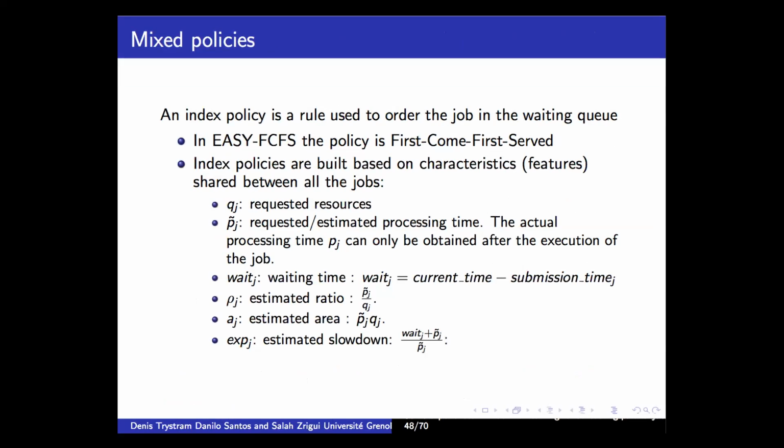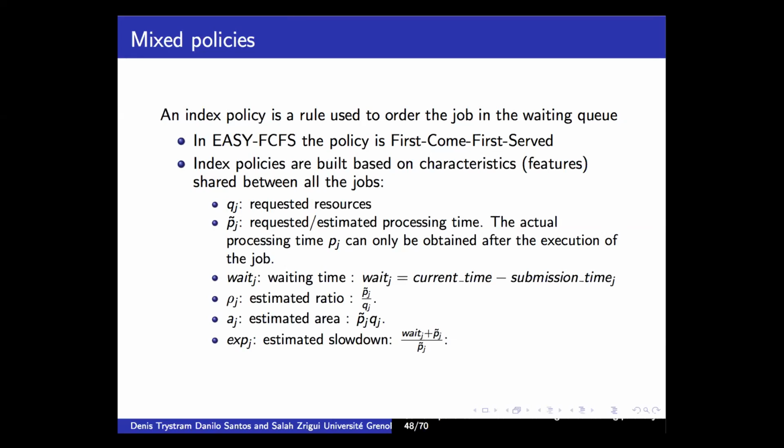I will start by properly redefining index policies. An index policy is basically a rule used to order the jobs in the waiting queue. In EASY first come first serve, for instance, the rule is that the jobs that come first are served first, as the name entails. Index policies are built based on a certain characteristic, which we can also call a feature, that is shared between all the jobs.